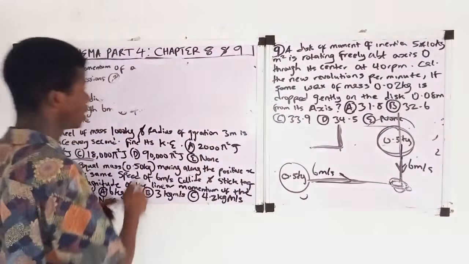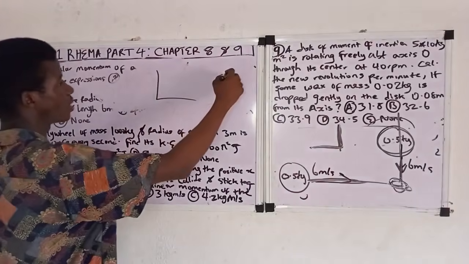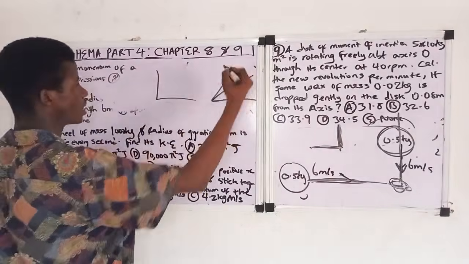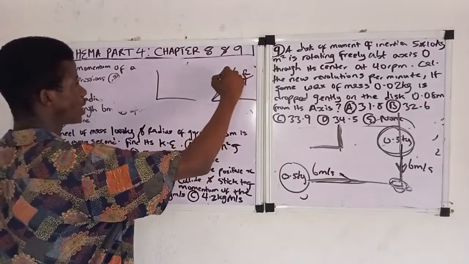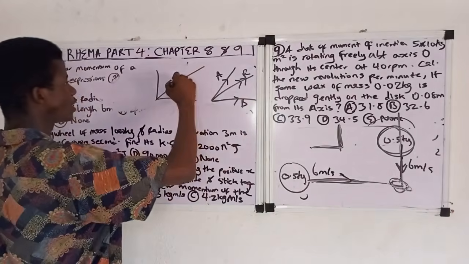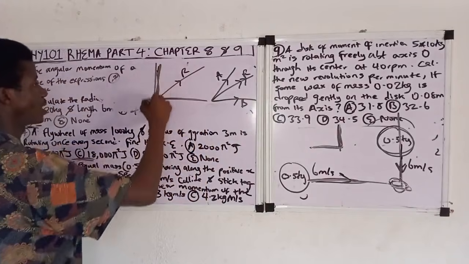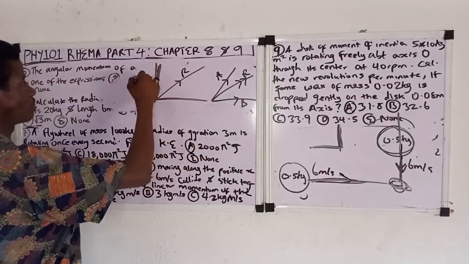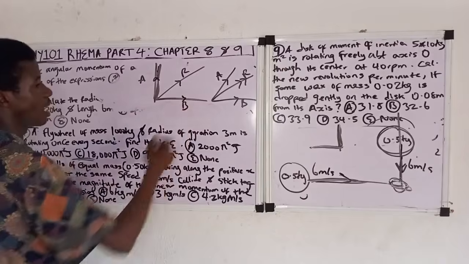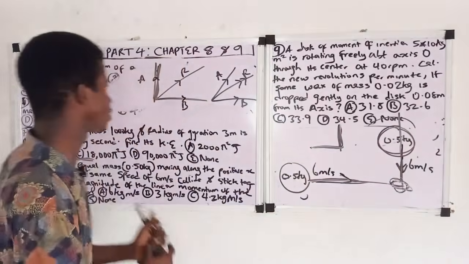We have different types of vectors. We have perpendicular vectors and diagonal vectors. This one will be the resultant. Let's say this is vector A and this is vector B. This is a perpendicular vector because they are perpendicular. So call this one vector A, for example, and this one vector B. This type of vector is known as perpendicular vectors.